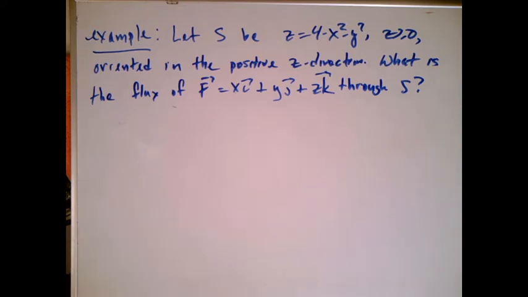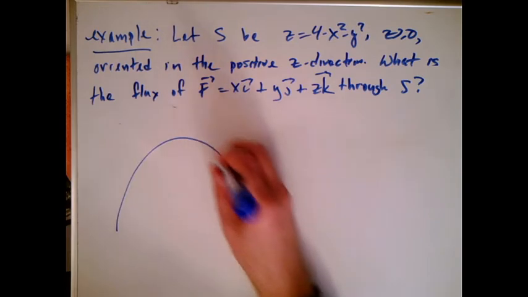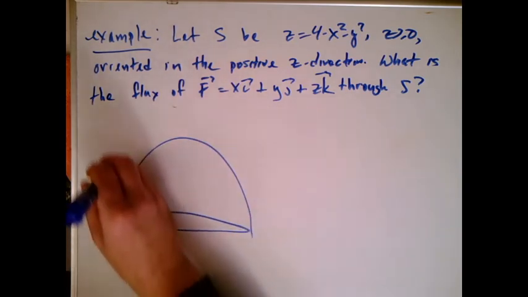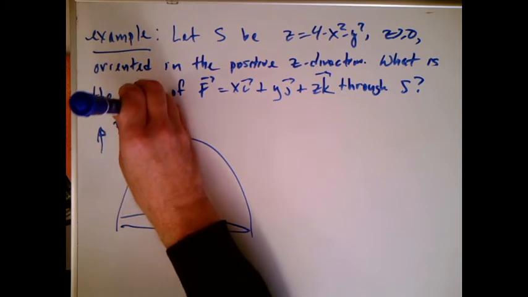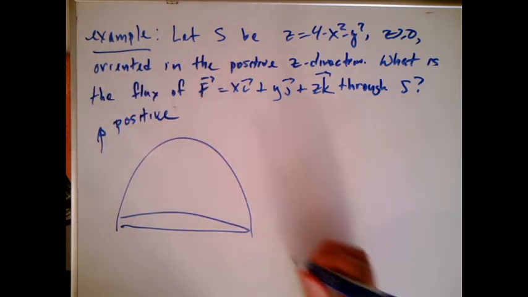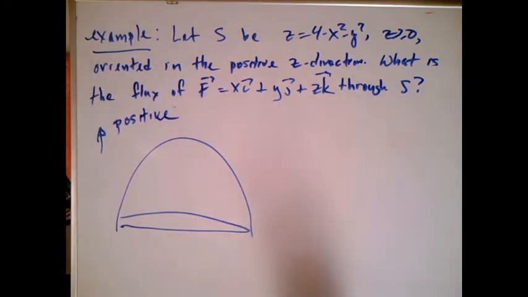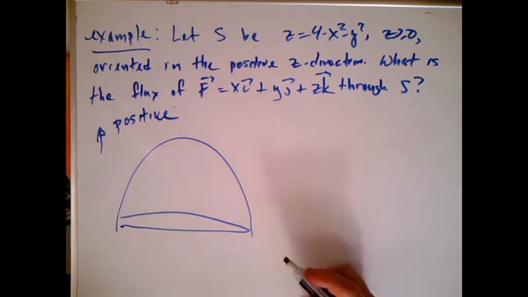This is the typical kind of example we want to be able to start addressing by the end of today's class. It says let S be equal to the upside down bowl for z bigger than or equal to 0. It says oriented in the positive z direction. All that means is that when we look at the upside down bowl, we all agree that positive is this direction. So if we're going to measure flux, we want to know basically how much stuff is actually coming through and up the bowl and not down and inside the bowl.